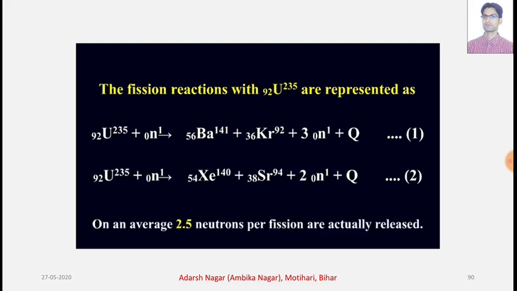Neutron. This is the equation of nuclear fission. Uranium 235 plus 1 neutron breaks into barium 144 plus krypton 92 plus 3 neutrons plus Q, which is energy. In the next equation, again uranium 235 plus neutron gives xenon and strontium and lots of energy. On an average, 2.5 neutrons per fission are actually released. In each fission, this many neutrons are released.